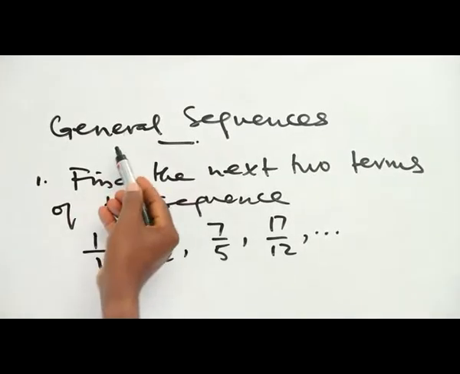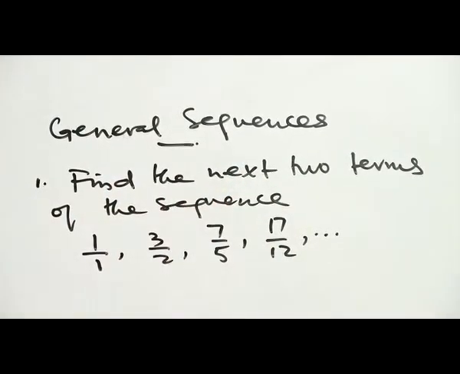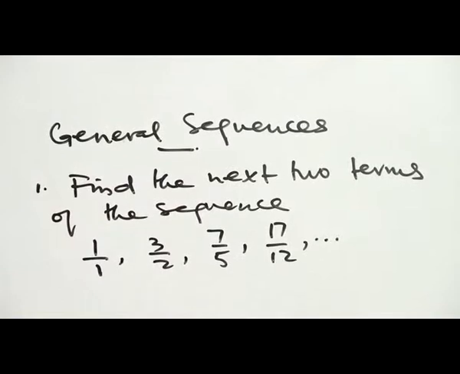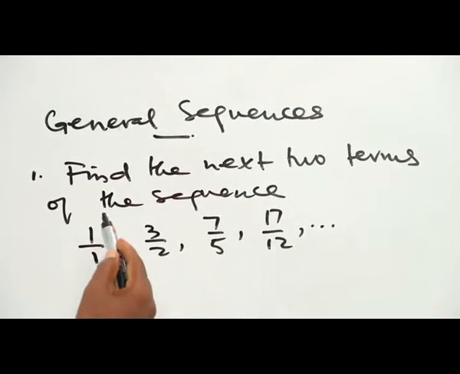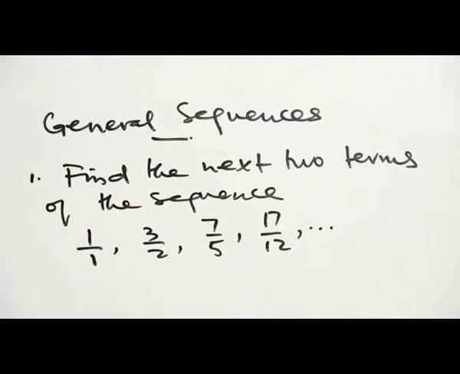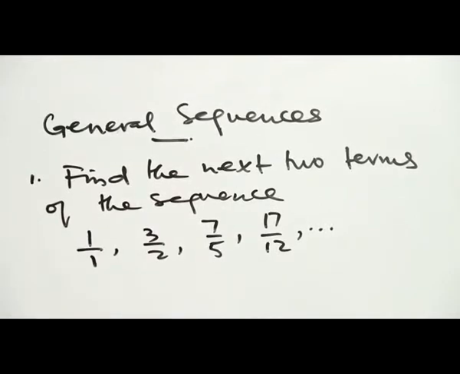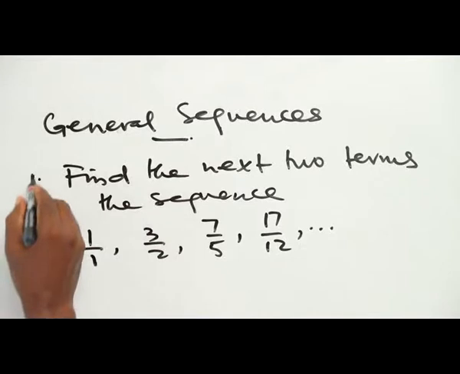We're going to look at general sequences or progressions. We have already discussed arithmetic progression and geometric progression, but there are some sequences that are neither arithmetic nor geometric. They are mixed. So let's take an example of this.